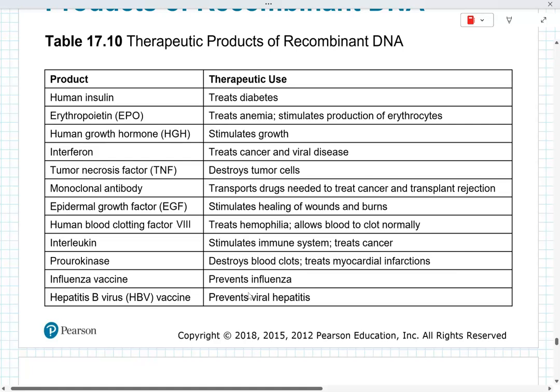Now, there is one problem with production of human proteins in bacteria. We go in completely in the biology direction. What is the biggest difference between humans and human cell and bacterial cell? What do human cells have that bacterial don't?